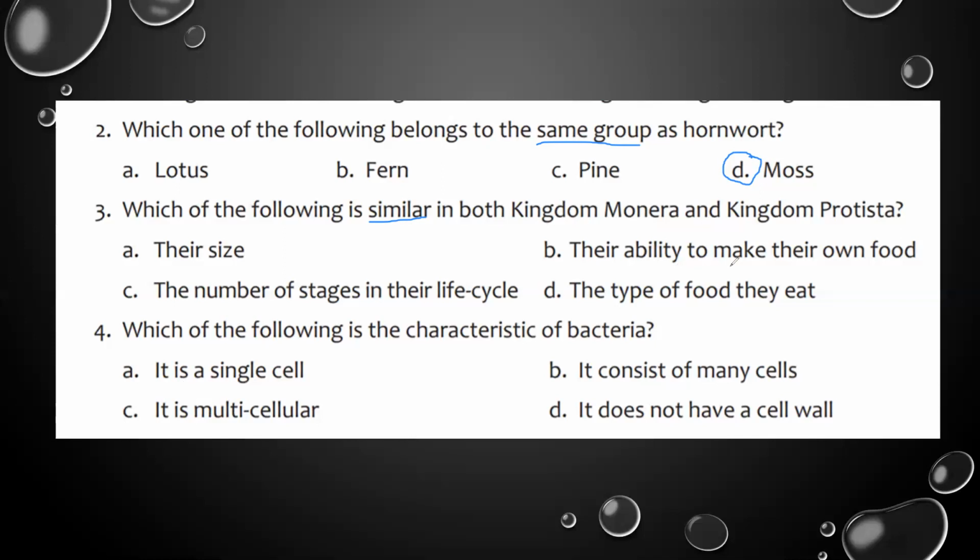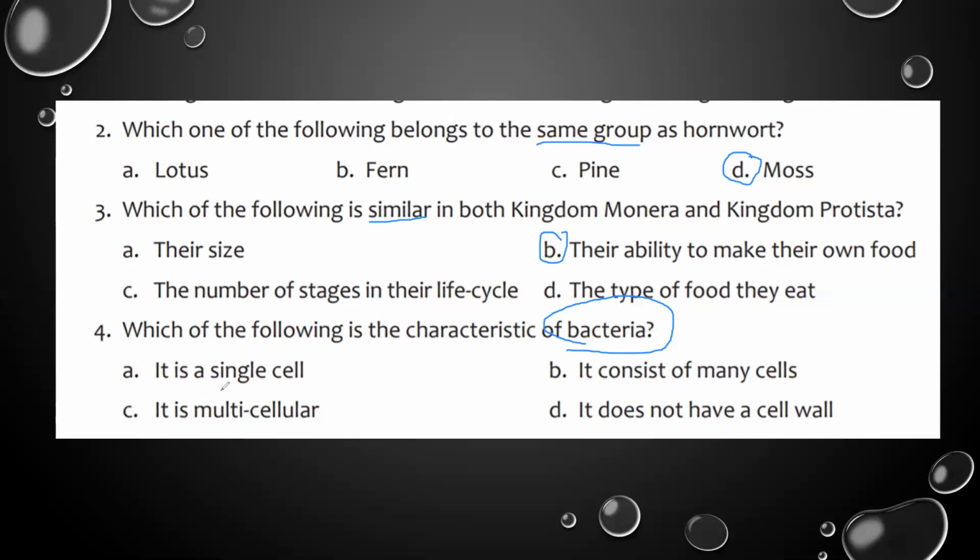Open your book. Okay, for our answer, they have their ability to make their own food. The answer is letter B. Next, number 4. Which of the following is the characteristics of bacteria? Can you see bacteria? No. So if you want to see bacteria, what instrument are you going to use? We're going to use a microscope, right? So which of these is the characteristics of bacteria?